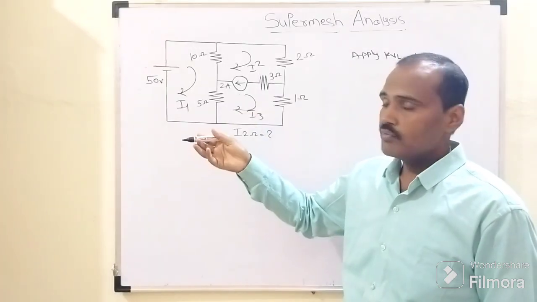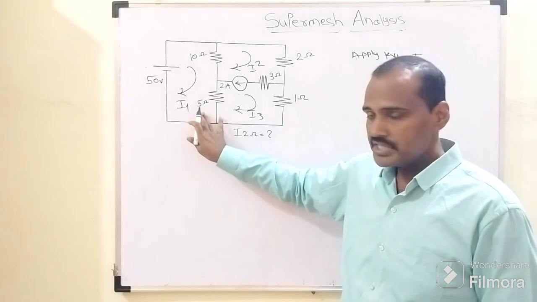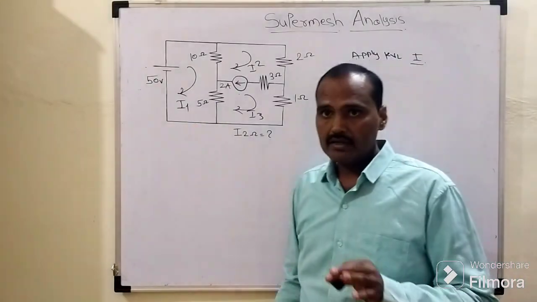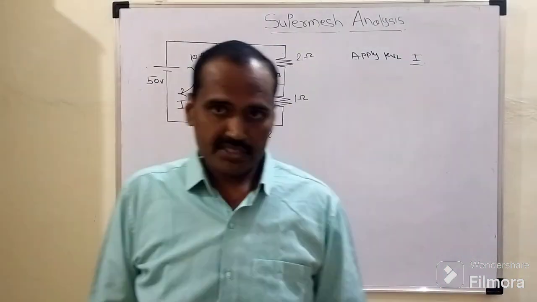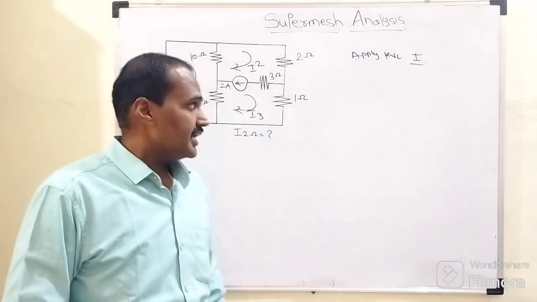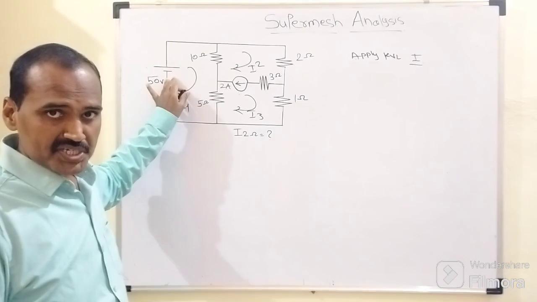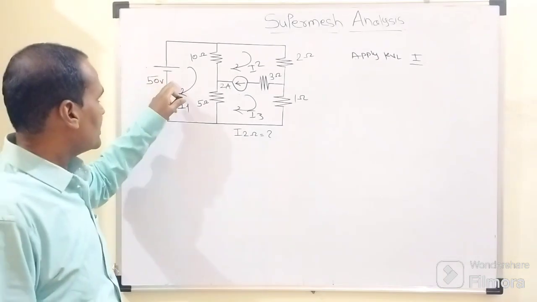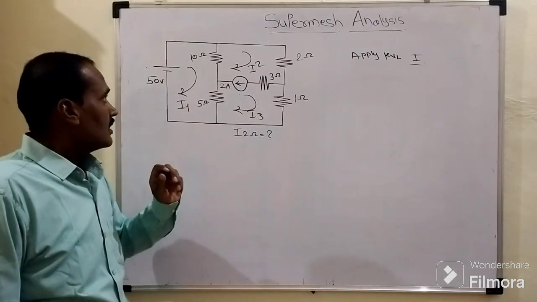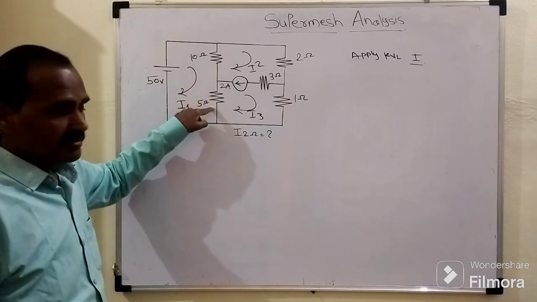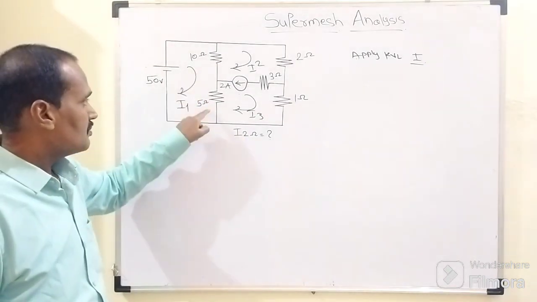So next after that, what we need to do within that mesh number 1, how many associative elements are there, because we need to apply this KVL to that mesh number 1. So within that mesh number 1, we are having one battery of 50 volt. After that, these two resistors we are having with us. One is of 10 ohm and the other of 5 ohm.